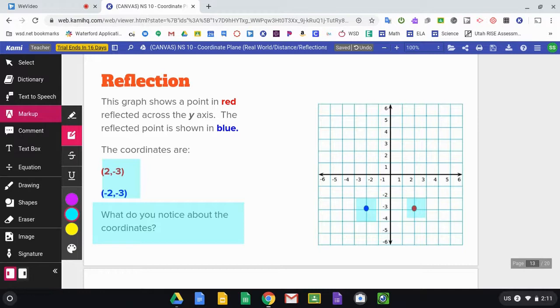So when I go across the y-axis, when I say y-axis, I want you to hold your arm straight up and down. When I go across the y-axis, y stays the same. X becomes its opposite. When I go across the x-axis, I want you to hold your arm flat like a subtraction symbol. When I go across the x-axis, x stays the same, y becomes its opposite. Okay.